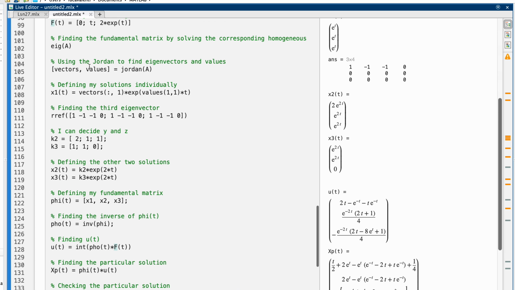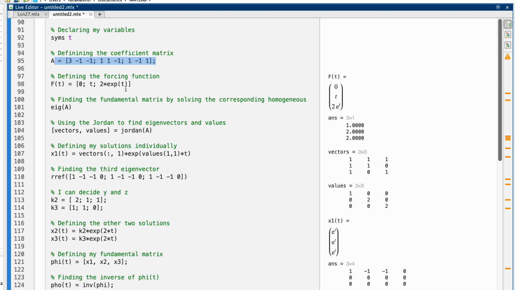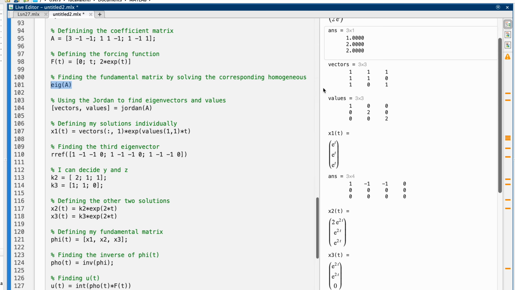First you want to define your coefficient matrix. You want to define your forcing function. You want to check if you have a multiplicity case, distinct eigenvalues, or complex eigenvalues, then go from there. So if you have distinct eigenvalues, I thought I had them, use the Jordan. Otherwise, don't use the Jordan, but I did. And I used the Jordan to define the first eigenvector.